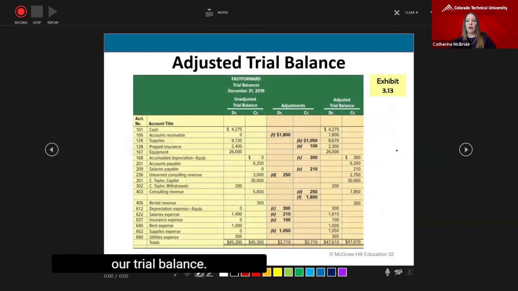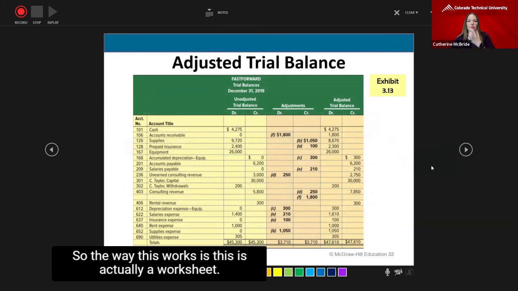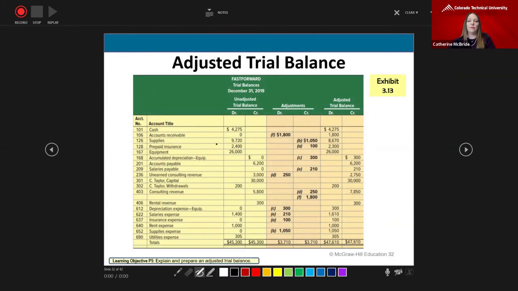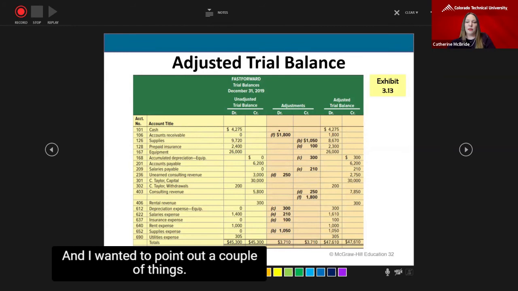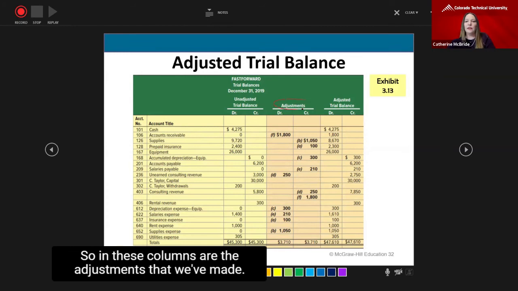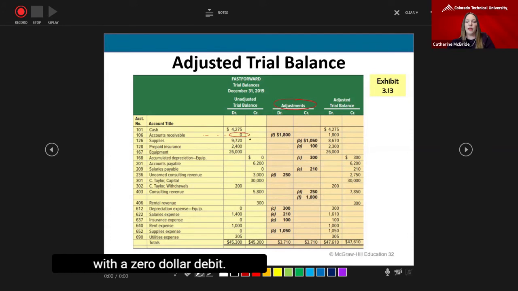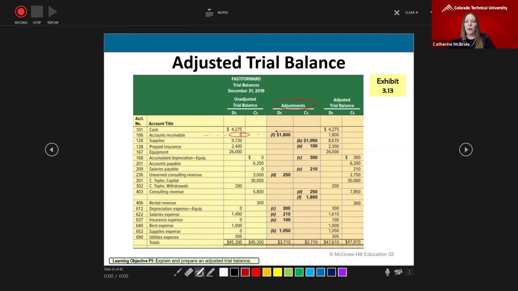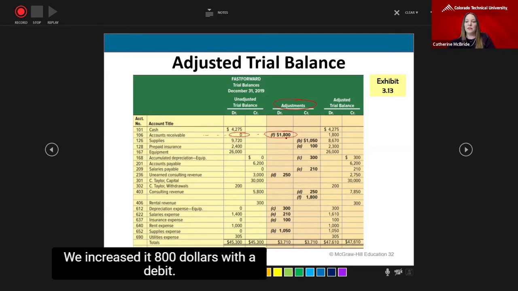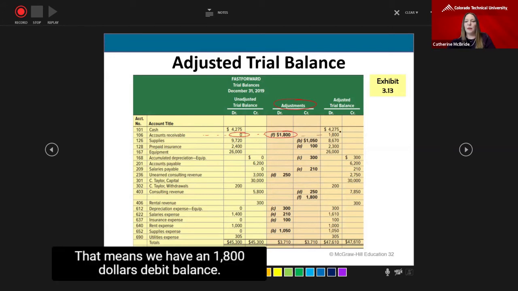That brings us to our trial balance. So this is an adjusted trial balance. The way this works is this is actually a worksheet. And I wanted to point out a couple of things. In these columns are the adjustments that we've made. So accounts receivable started out with a $0 debit. We increased it $1,800 with a debit. That means we have an $1,800 debit balance.